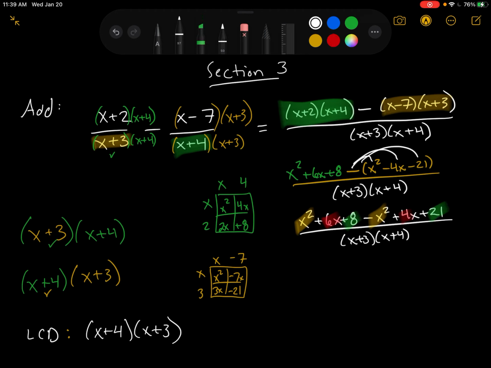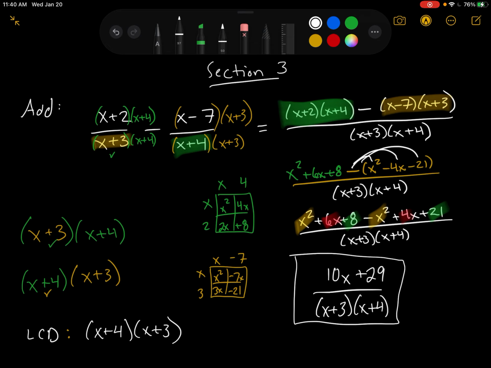So once we go through and we do this, we can see x squared minus x squared cancels out to get us 0. 6 plus 4 gets us 10x. And then finally, 8 plus 21 gets us 29, all over x plus 3, x plus 4. On top, there is no number that we can take out of both 10 and 29, so that is fully factored. And we can see on the bottom that we don't have anything we can cancel out here. So it looks like our final answer here, our full addition sum of putting those two together.